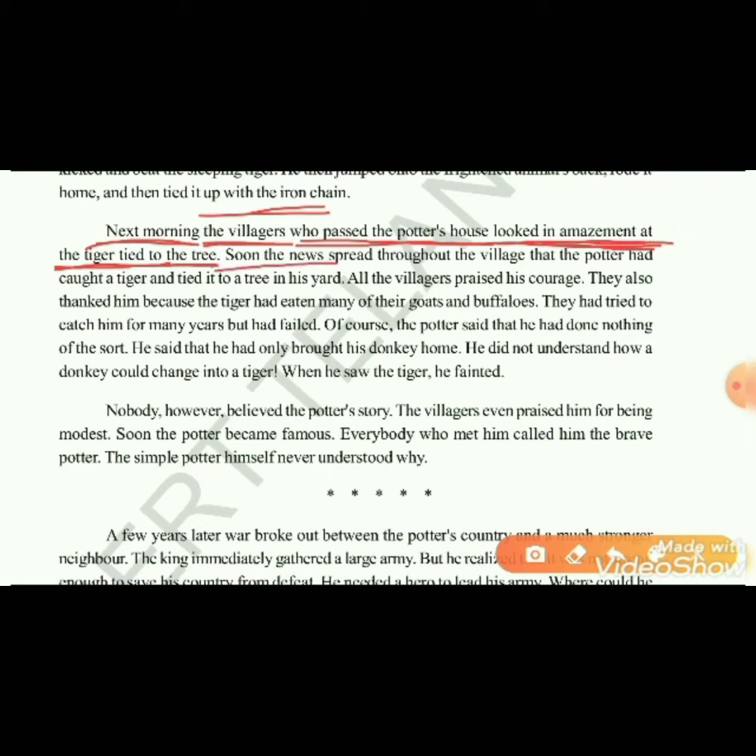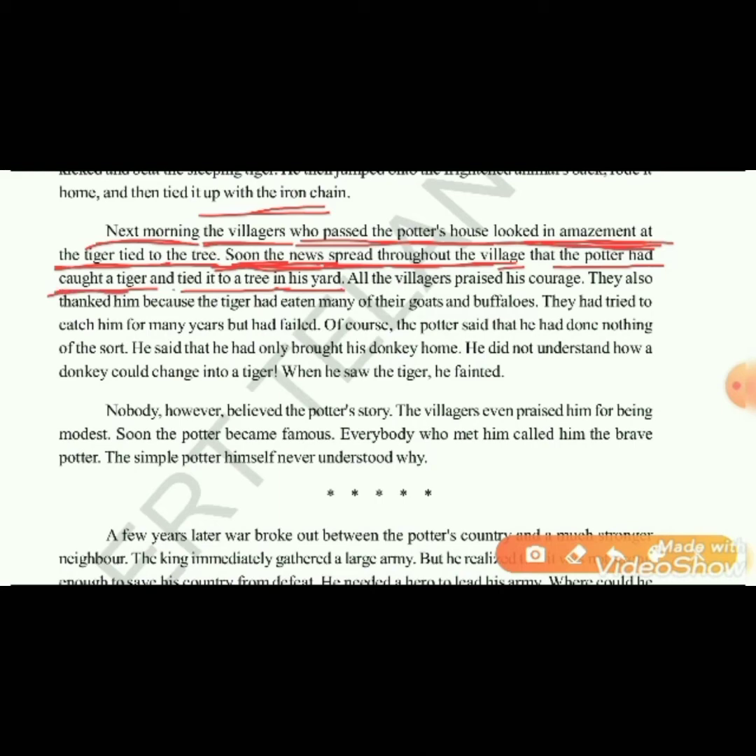Soon the news spread throughout the village. The potter had caught a tiger and tied it to a tree in his yard. And is it a simple news? It's a blockbuster news. It is a news that will surely spread, and the news was spreading like a wildfire, and reached across the villages. All the villagers praised his courage. What is the opposite of praised?